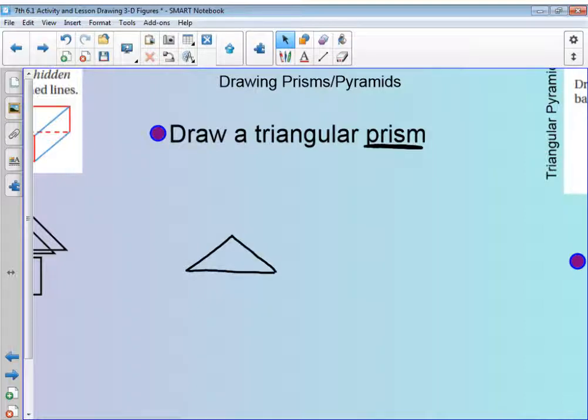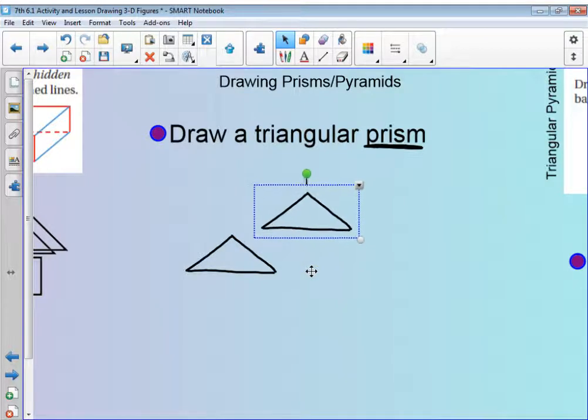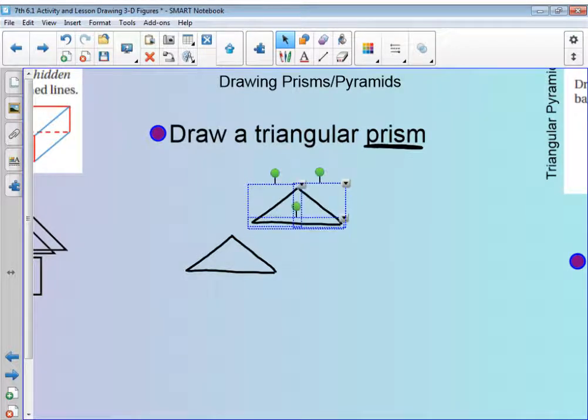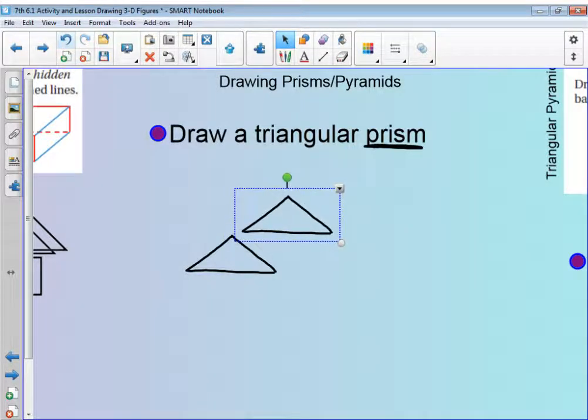Okay, and I'm gonna copy that. So now I've got two triangles that are the same. You're just gonna go ahead and do yours the best that you can. The benefits of having a smart board. You can offset them however you would like. So I slightly offset them.